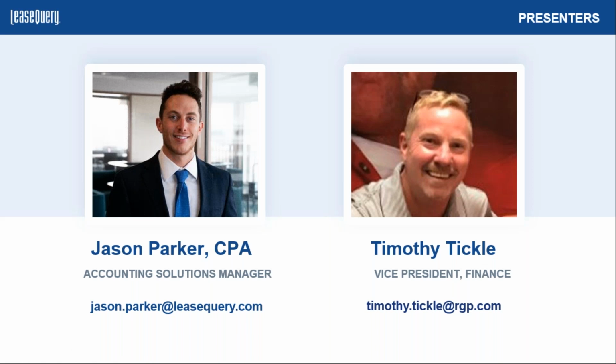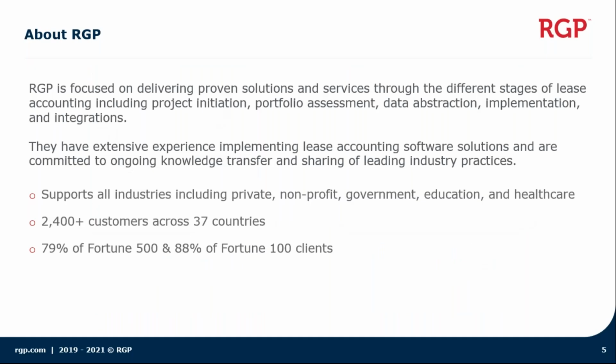As Jason alluded to, my name is Timothy Tickle. I'm a vice president with RGP within the finance and transformation space, focusing very heavily for the last 4 years in lease accounting across all the jurisdictions. My background, about 15 years in public accounting, and then about 15 years as a corporate executive for a Fortune 100 global manufacturer. About RGP, we are a professional services consulting company.